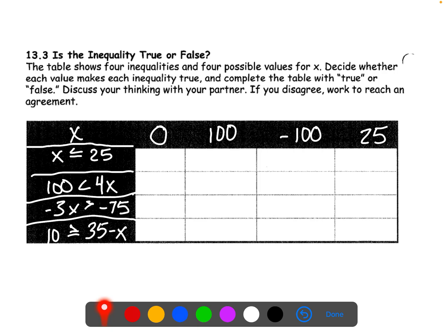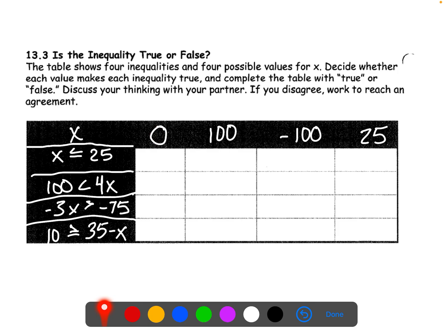All right, so the directions tell us to use the table, which shows 4 inequalities and 4 possible values of x, decide whether each value makes each inequality true, and complete the table with true or false. Now, let's look at this first one. So it says x must be less than or equal to 25. And our first possible value for x is 0.